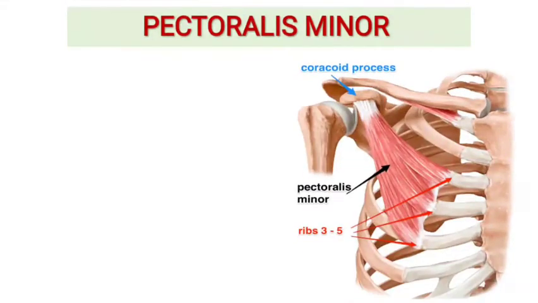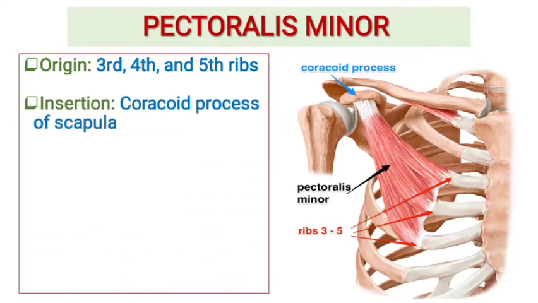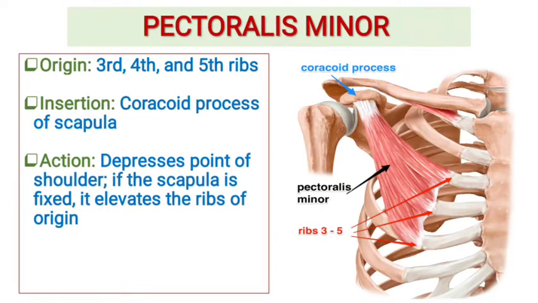The next muscle we have is your pectoralis minor. So here is your pectoralis minor. It has an origin, or it starts from your third to fifth ribs. Its insertion is on the coracoid process of your scapula, which is found on the anterior aspect of the scapula. Its action is to depress the point of the shoulder, and if the scapula is fixed, it elevates the ribs of origin.